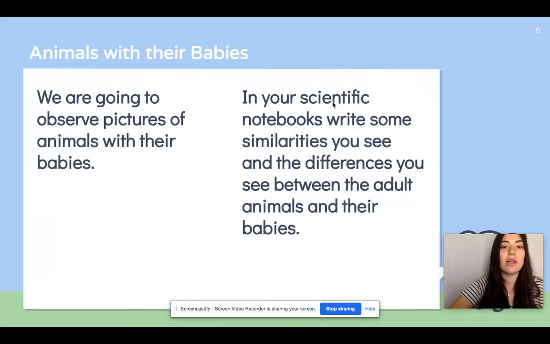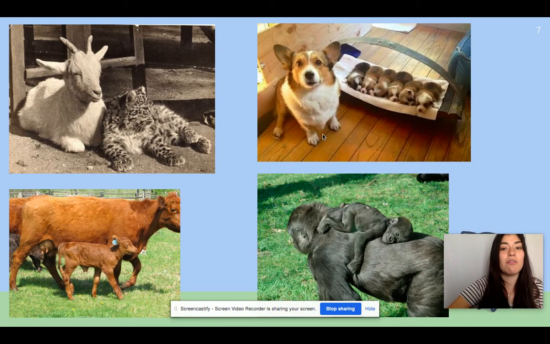We're going to go and look at many different pictures. Now, one of them is special. I want you to decide what similarities and differences do we see between the adult animals and their babies. Now, we have 4 pictures here. Now, one of these pictures does not belong. Why is that? Yes, it's this one.